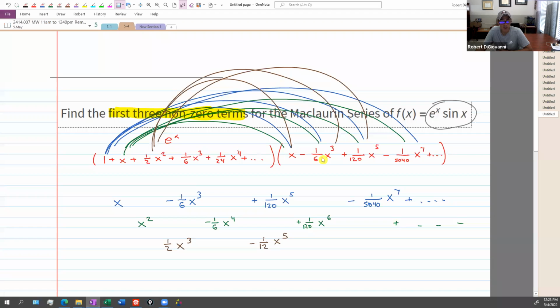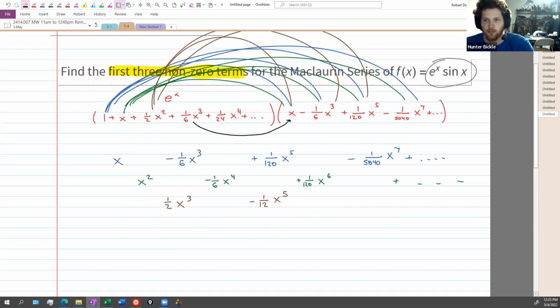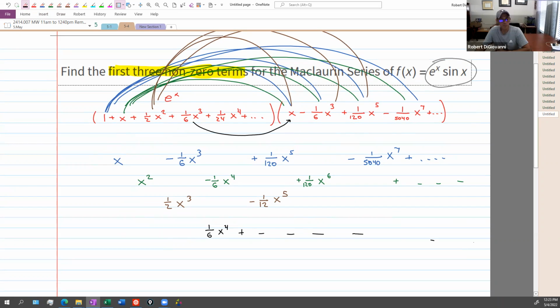I'm going to stop here because I only need the first 3 terms: an x, an x squared, and an x cubed. I just got to make sure I'm not going to get any more of these guys. So let me do this multiplication, this one through to here. What's that going to give me? 1/6 to the 4th. So I'm going to get a 1/6 to the 4th, and then there's going to be more stuff, right? But after that, I'm not going to get anything else that's going to be under a power of 4. So I have my first 3 terms.